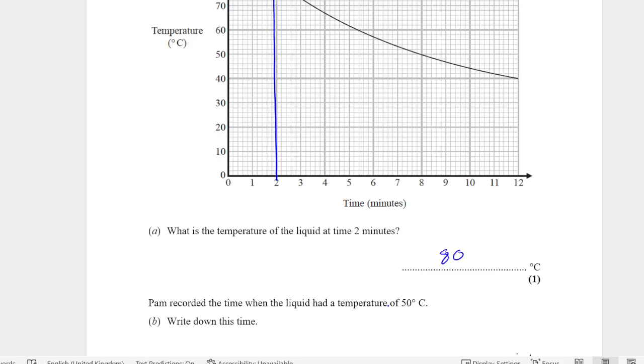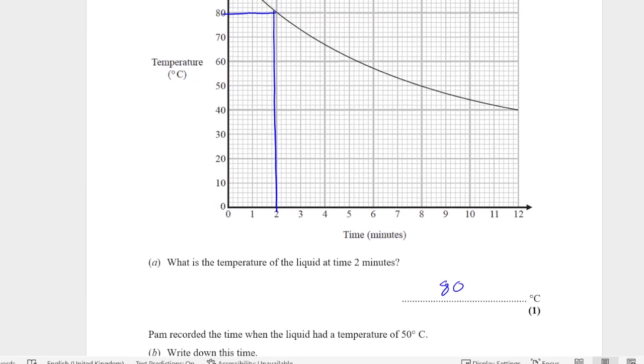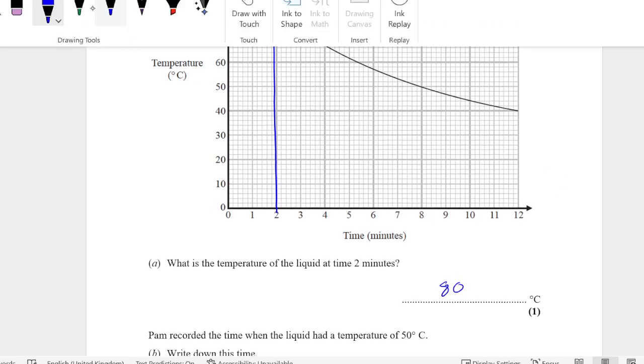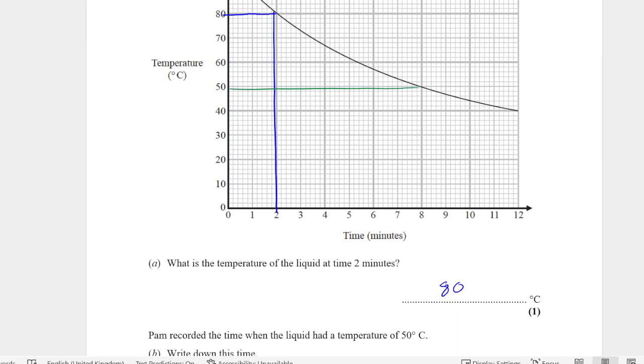Pam records the time when the liquid has a temperature of 50 degrees C. Work out the time. So I'll change pen colour for this. At 50, I'm going to go across until I hit my graph. And then I'm going to go down, and it's just before the 8. So just before the 8, so I'm going to go 7.8, I think.